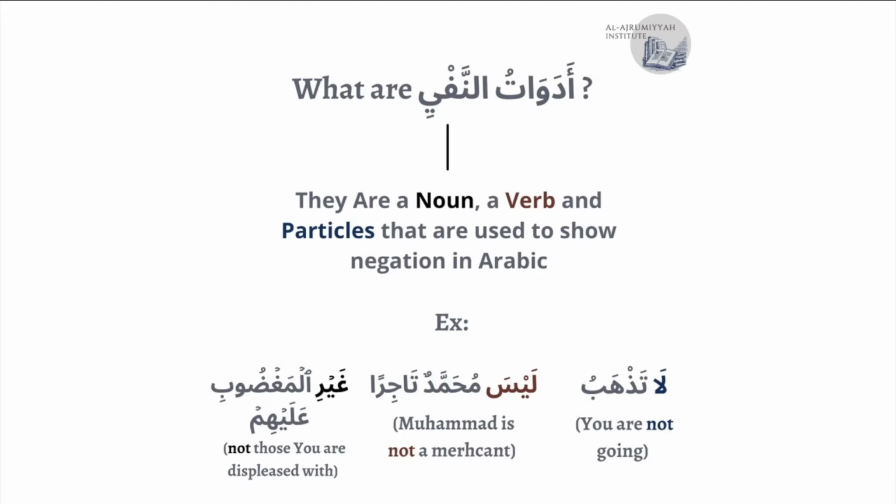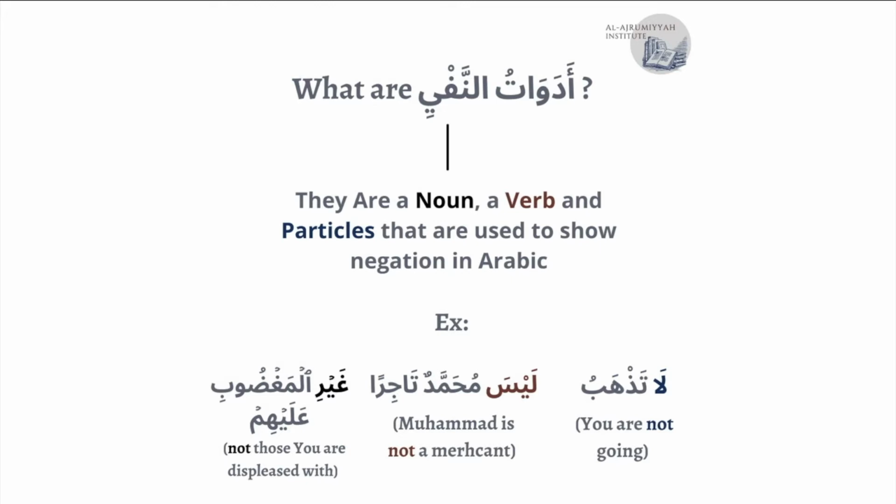Alhamdulillah, in this video here inshallah we're going to be speaking about the harf nafi lan. But before we can speak about that, we need to understand what are adawat al-nafi. Adawat al-nafi can be translated as elements of negation, which is that they are a noun, a verb, and particles that are used to show negation in Arabic.